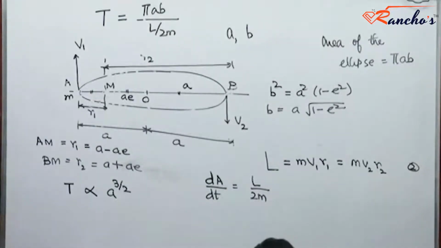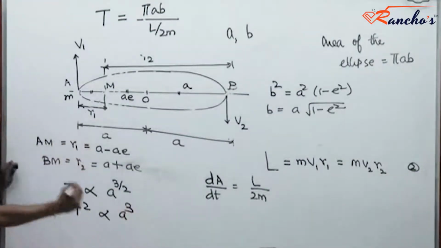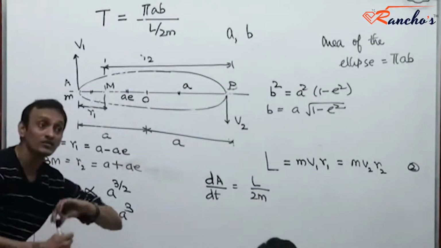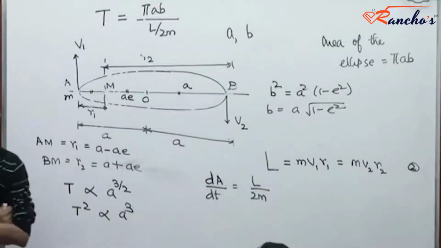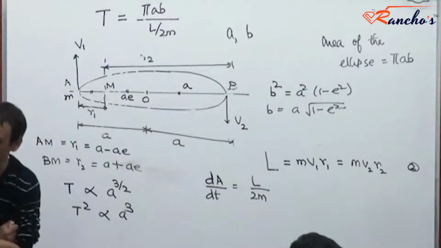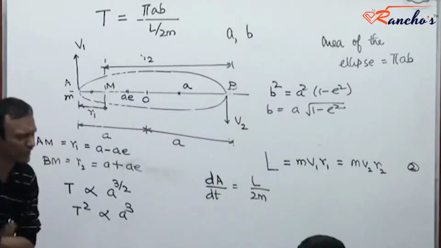A is the semi-major axis of the ellipse described. That means the square of the time period will be proportional to the cube of the semi-major axis. Square of the time period of revolution will be proportional to the cube of the semi-major axis. And that's the law of the time period. For a circle, the semi-major axis is the same as the radius.